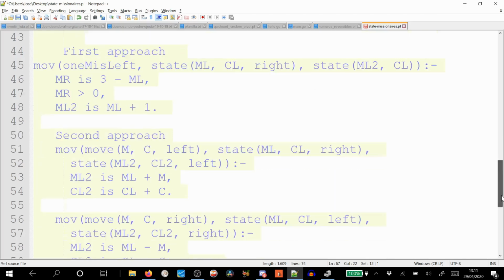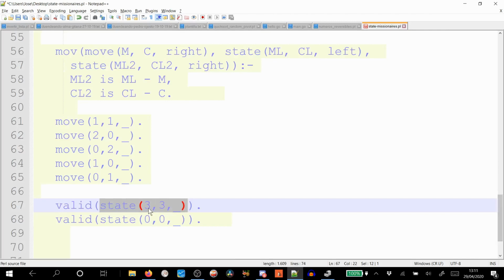So what does that mean? That means if we have 3 missionaries in the left side, we have 0 in the right side. So both are in the left side. Don't worry about the boat, because it's possible to try to resolve the problem. The boat will be sometimes in the left. It doesn't matter.